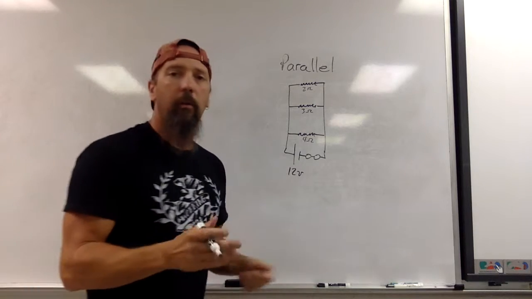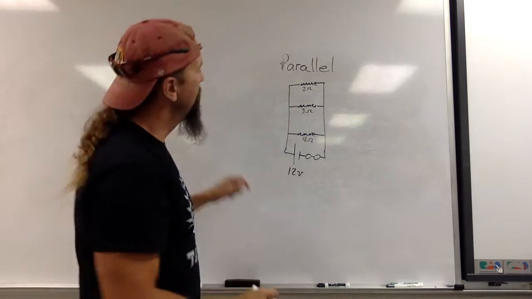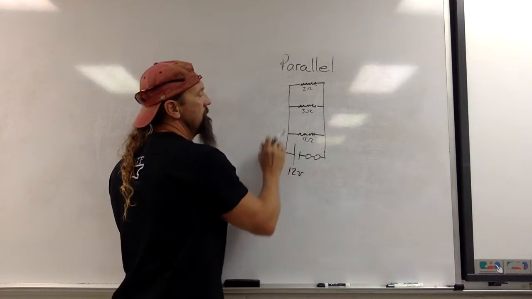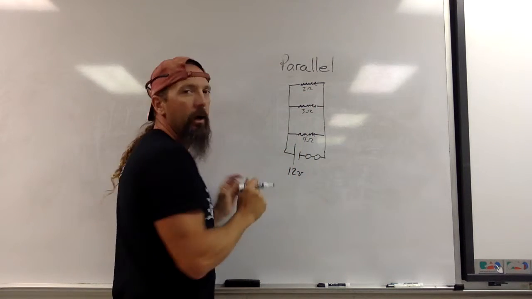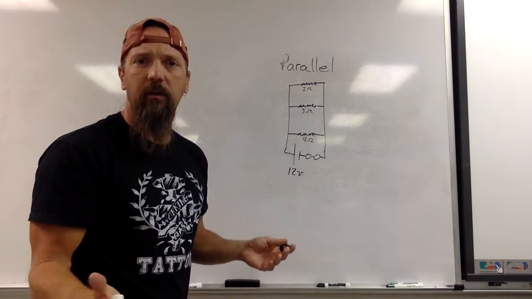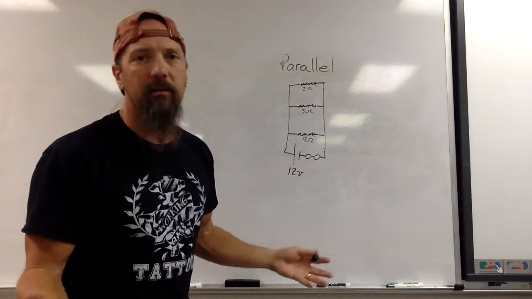Now, the cool part about a parallel circuit is that notice we have multiple paths. The electrons can choose to go this way, they can choose to go this way, they can choose to go that way. They're all going to go through. It's just what path do they take. Electrons are all the same, so they don't really care. It's just whoever gets there first.